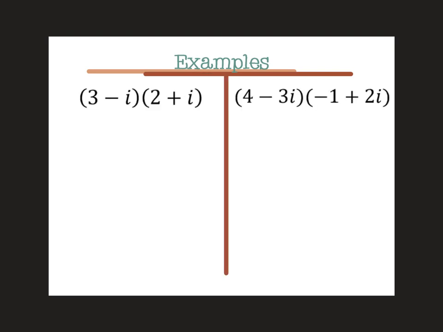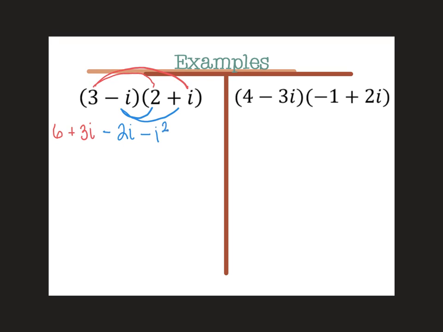In the next two examples, we'll be multiplying two binomials. So first I want to start with the first term. So I would multiply 3 times 2, which is 6. Then I would multiply 3 times i, which is 3i. Then I start with the second term. So -i times 2 is -2i. -i times i is -i squared.